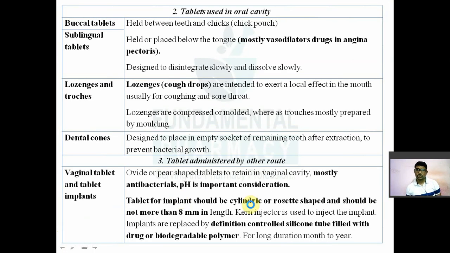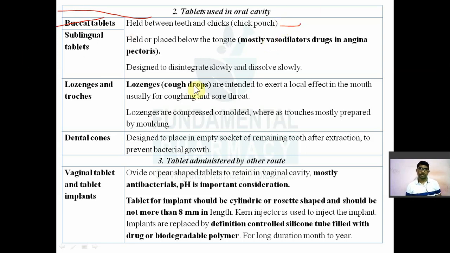Now tablets used in the oral cavity. We have seen the tablets you use orally. Now the tablets which are used in the oral cavity. In this case you have the buccal tablet. As I have told you, it is a relatively small, relatively flat tablet, and you have to hold it in the pouch formed between your cheek and teeth. So buccal tablets are held between teeth and cheeks, that is known as the cheek pouch. Some part of the drug may be directly absorbed into systemic circulation. If you swallow the saliva, that can have a first pass effect.